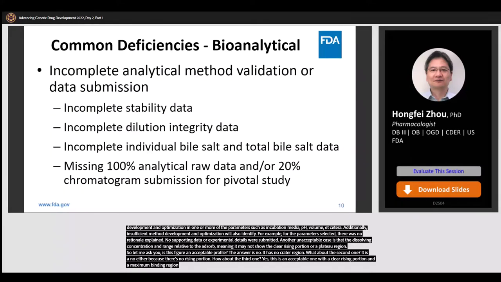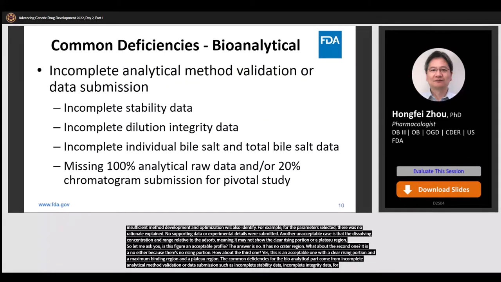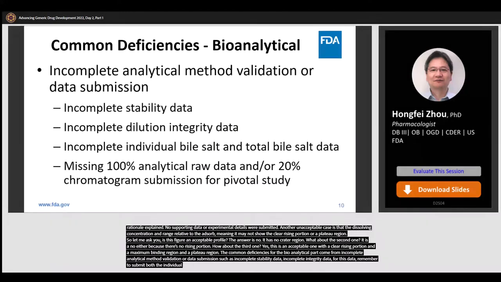The common deficiencies for the bioanalytical part come from incomplete analytical method validation or data submission, such as incomplete stability data, incomplete dilution integrity data. For bile salt data, remember to submit both individual and total data if mixed bile salts were used in the study. Also, some submissions did not provide 100% analytical raw data or 20% chromatogram data for the pivotal study. Actually, if you just treat this part as a regular in vivo PK bioanalytical study, you probably would not leave out this raw data submission.